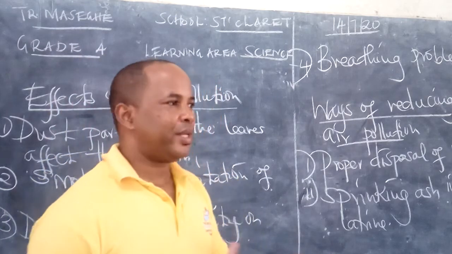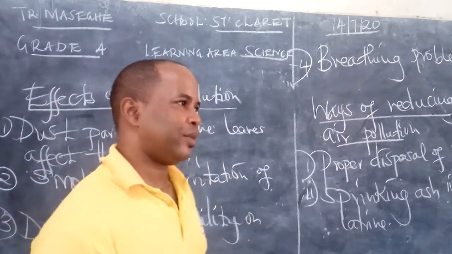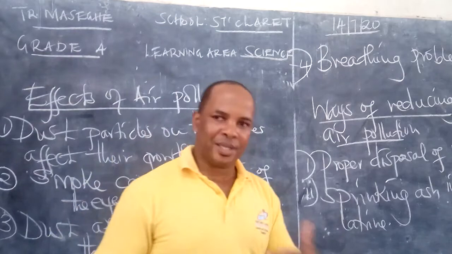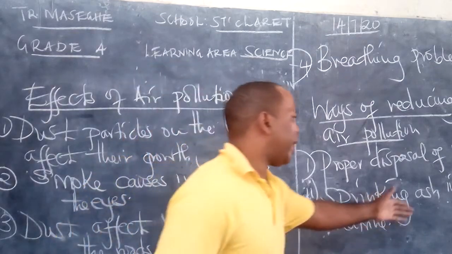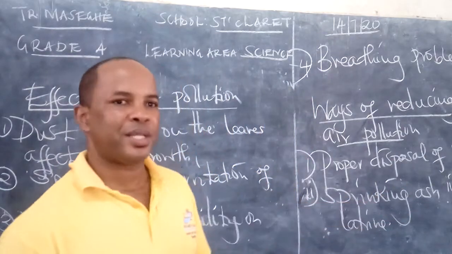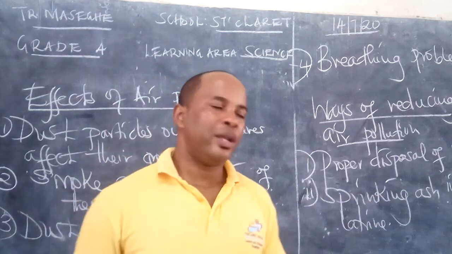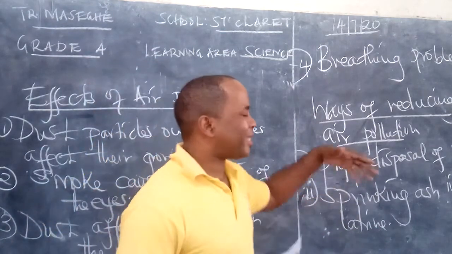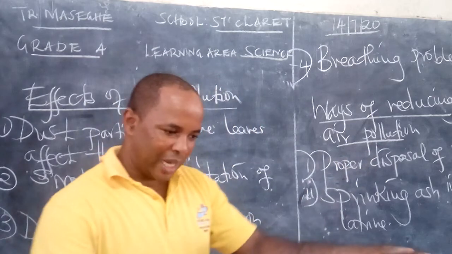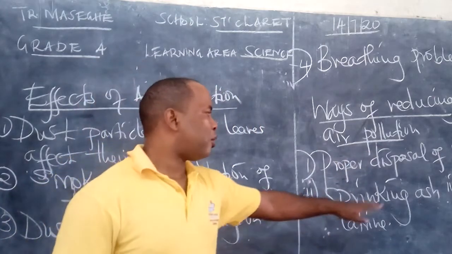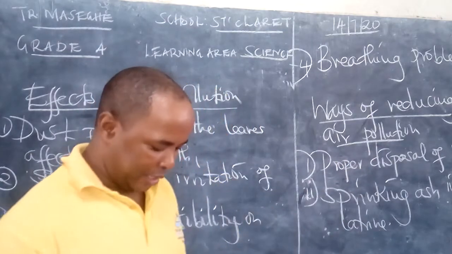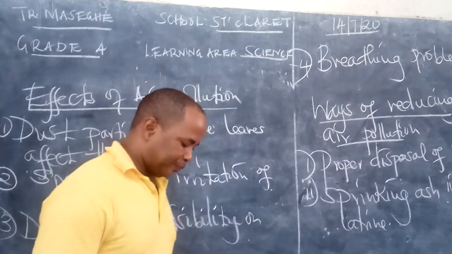And therefore the only way we can try to neutralize that smell is to pour ash on those pit latrines, and by so doing we shall be able to reduce air pollution within that particular area. So we sprinkle ash, and it will neutralize that bad smell.